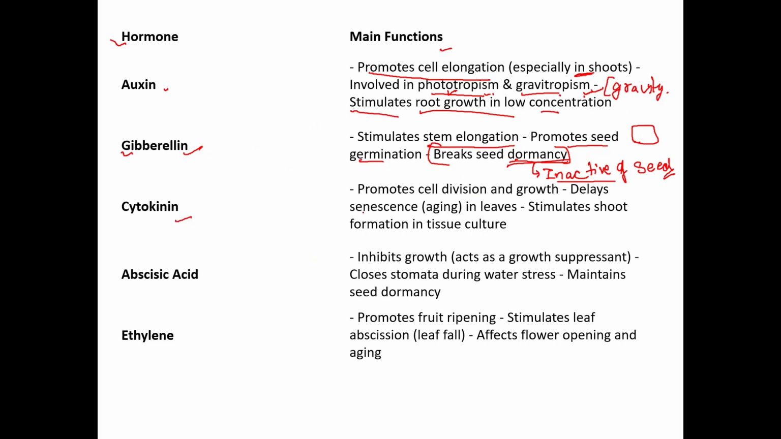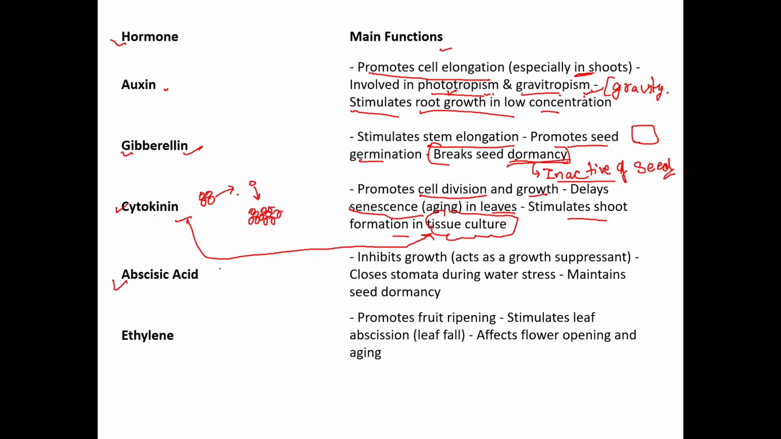Cytokinin. Cytokinin promotes cell division and growth, delays senescence, aging in the leaf, and stimulates shoot formation and tissue culture. Cytokinin is used in tissue culture. What is tissue culture? Culturing of a tissue by using some healthy cells. If it's a plant, I take some plant cells and grow them in a culture plate with the help of some cytokinin and other plant hormones and a nutritive medium, and it becomes a tissue. That is called the tissue culture technique.